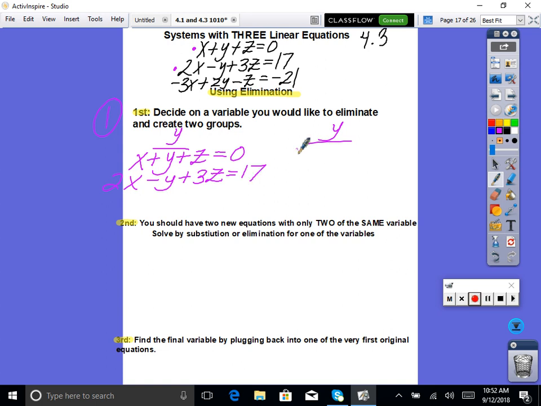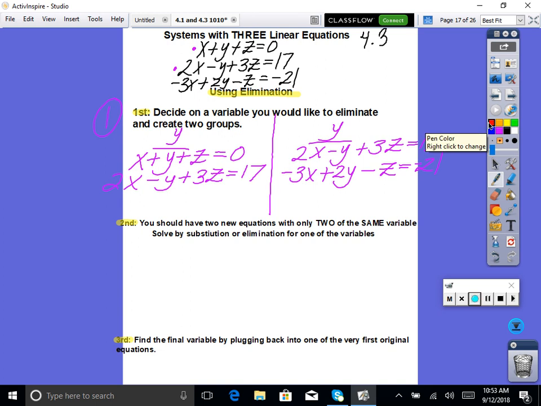So then I'm writing in my middle one, 2x minus y plus 3z equals 17. And my bottom one, negative 3x plus 2y minus z equals negative 21. So now what you're going to do is eliminate that variable in both cases. So let's go back to this first piece here. We need to eliminate y.